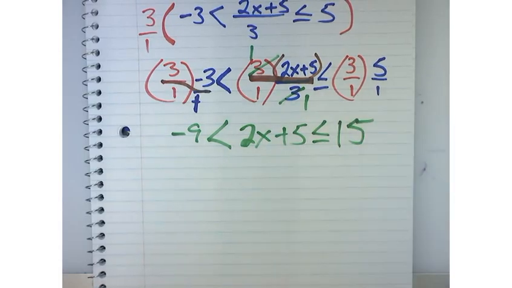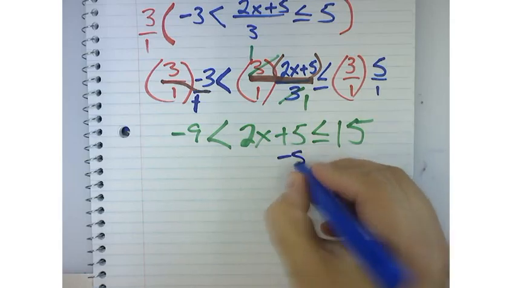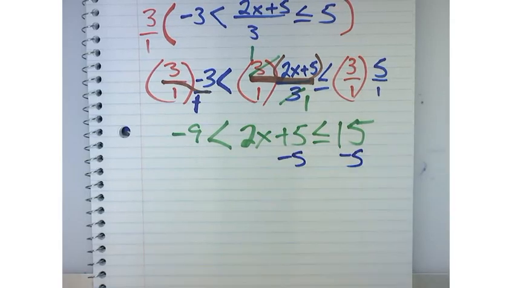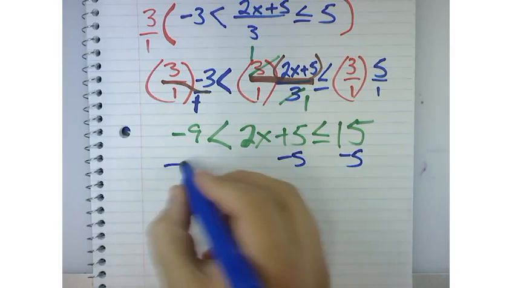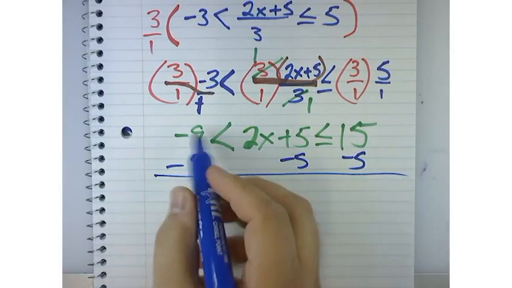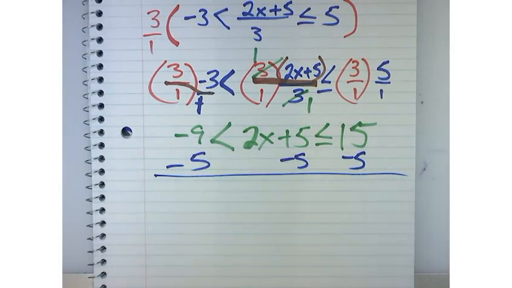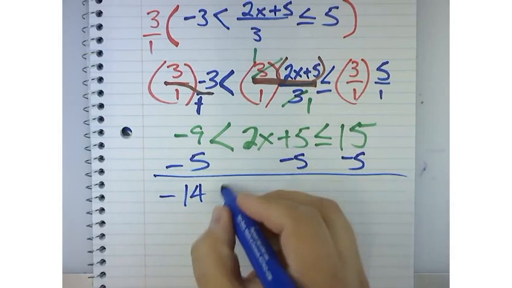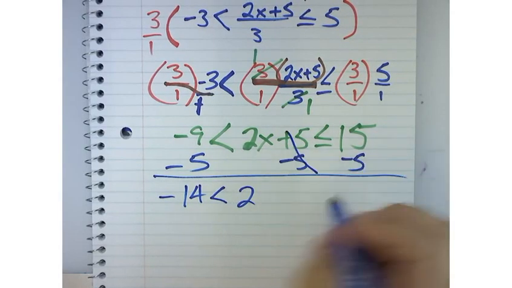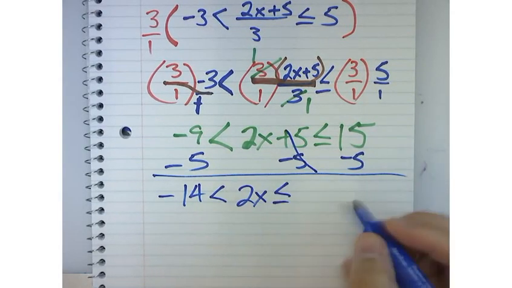Alright, cool. Do we have x by itself? No. So what do I need to do? Subtract 5. Alright, cool. I'll just subtract 5 here and subtract 5 here. I'm done? No. I gotta do it to everything, right? So what's -9 minus 5? -14 is less than 2x, because these go away and become 0, is less than or equal to 10.